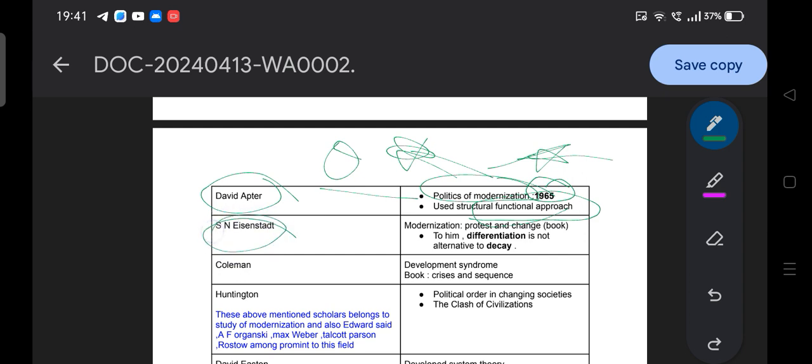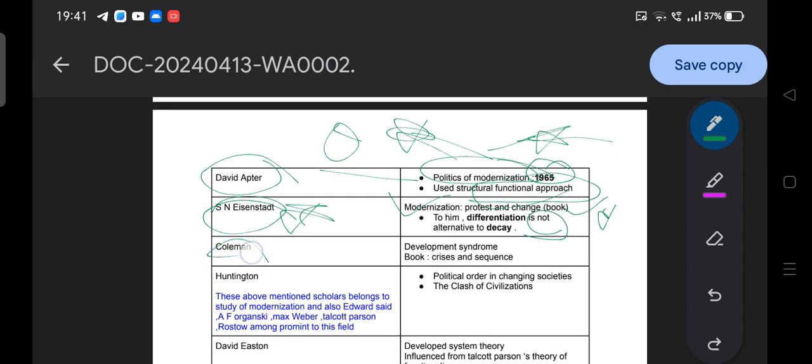Then S. N. Eisenstadt. Eisenstadt is an important thinker who wrote a book, Modernization, Protest and Change. That's an important book, and for him differentiation is not an alternative to decay; this can be asked. Then Coleman. Coleman is famous for the concept of the development syndrome, and he wrote the book Crisis and Sequence. This is an important book of Coleman. So Coleman: development syndrome, and the book Crisis and Sequence.